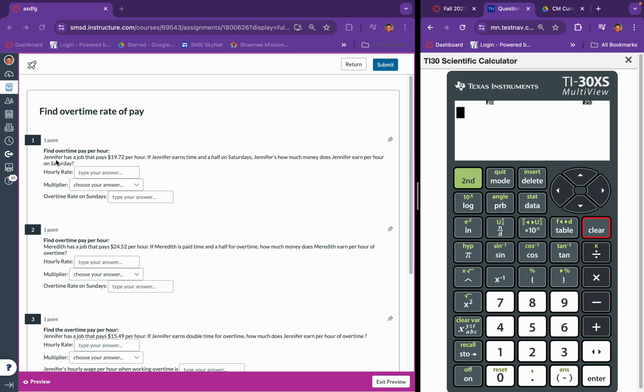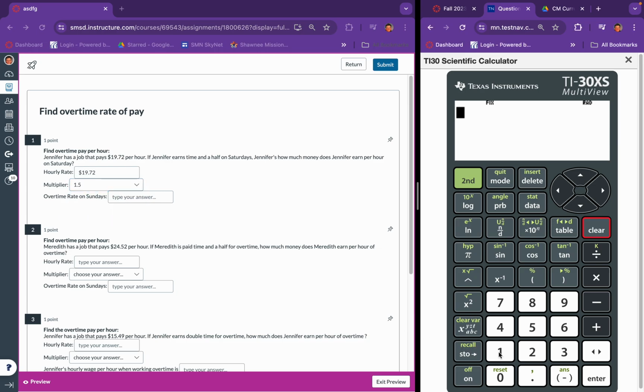Okay, our first question says that Jennifer has a job that pays $19.72 an hour. If Jennifer earns time and a half on Saturday, how much money does Jennifer earn per hour on Saturday? So we're going to go to the hourly rate. The hourly rate is given. The hourly rate is $19.72. So that's just asking for facts. It says that Jennifer earns time and a half. Time and a half is 1.5.